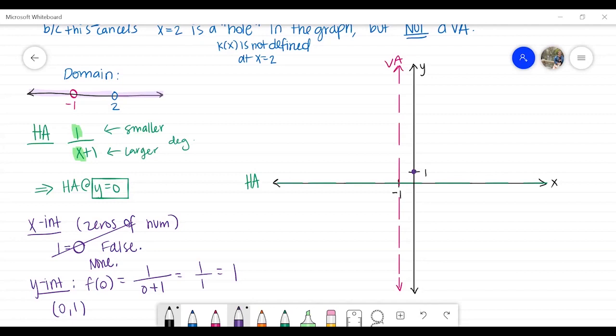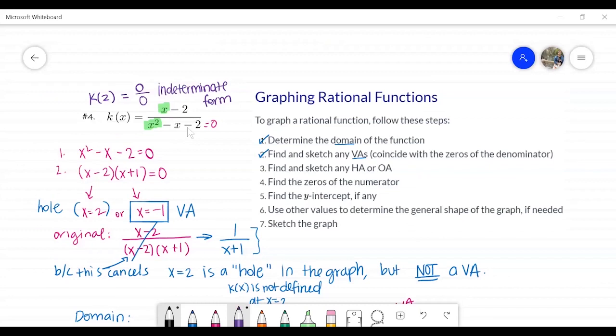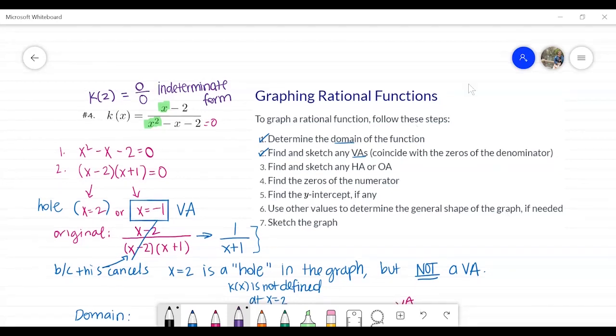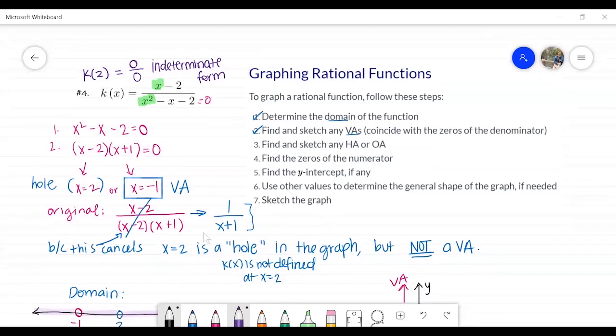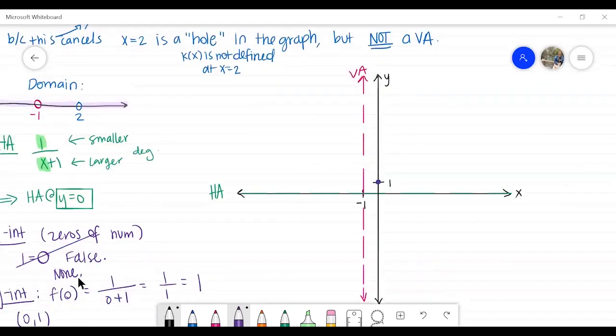Okay. The other thing I just want to jump back to right now is our original function, x minus 2 over x squared minus x minus 2. Remember we had that hole at x is equal to 2. So we actually do need to figure out what is 2 when we plug it in to this new version of the function.